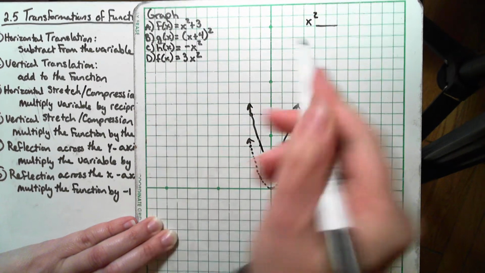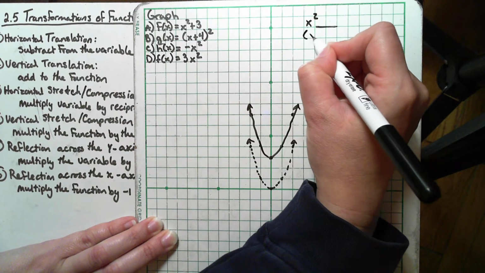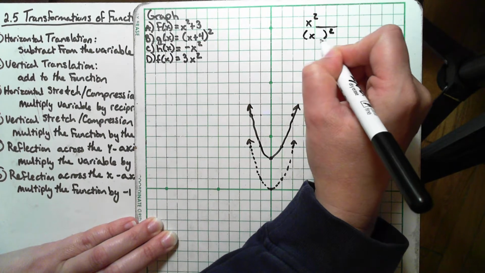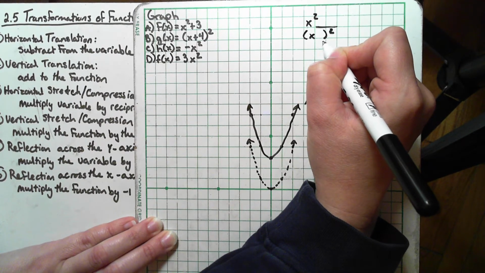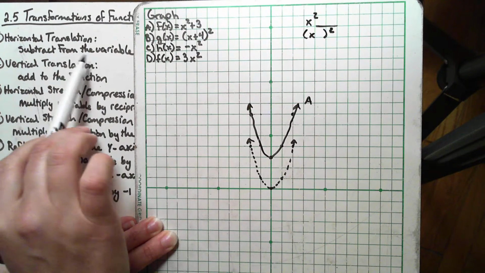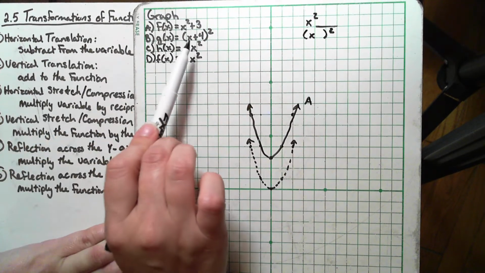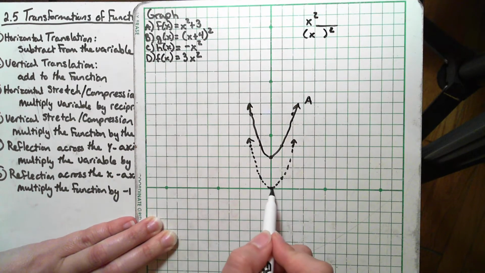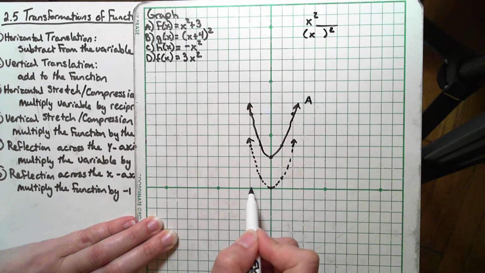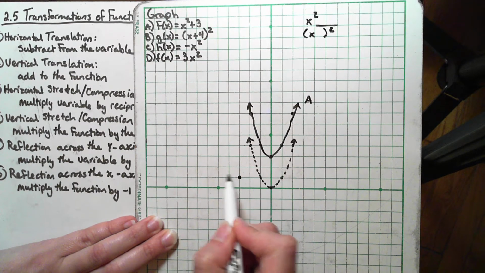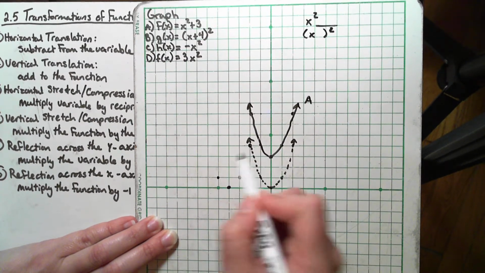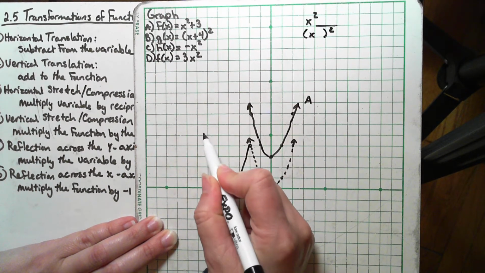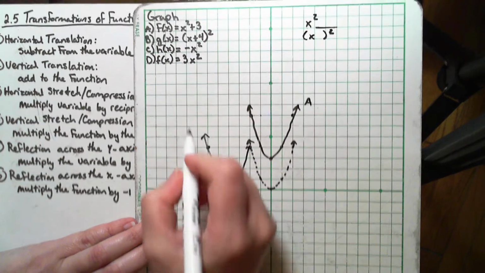So it's happening to the variable, because when a horizontal change occurs, you're going to put parentheses around your variable. The squared goes on the outside, and the horizontal change is happening in here. This is where we're supposed to be subtracting from the variable, so it's the opposite of what it looks like. If this looks like it's going right by 4 because it's positive, that means go left by 4. So I go 1, 2, 3, 4, and here is my new function, and that is the answer to part B.